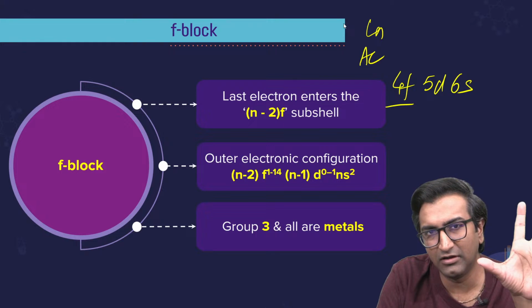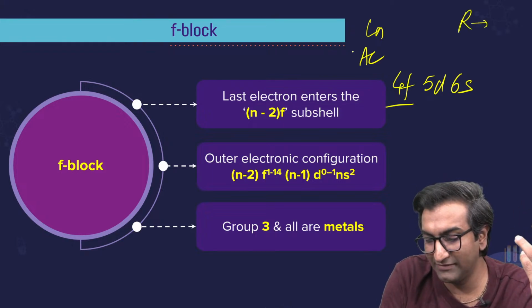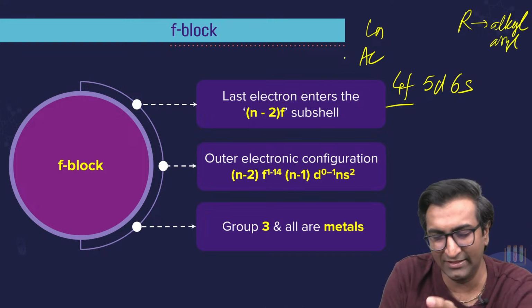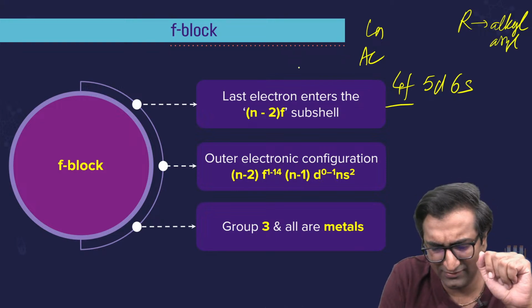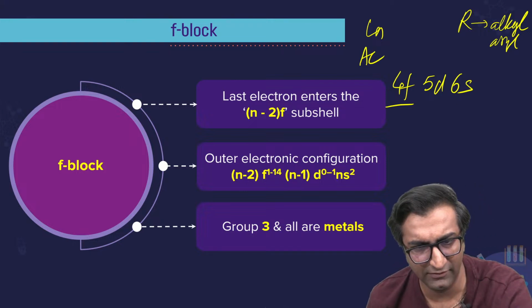This is the kind of way to summon them. Like R means any alkyl group, alkyl or aryl group. So Ln means lanthanoids, AC means actinoids. No, AC I think is actinium, right? Actinoids का क्या symbol होता है? We'll look for it. Why am I doing all of this? Let's go back to that.